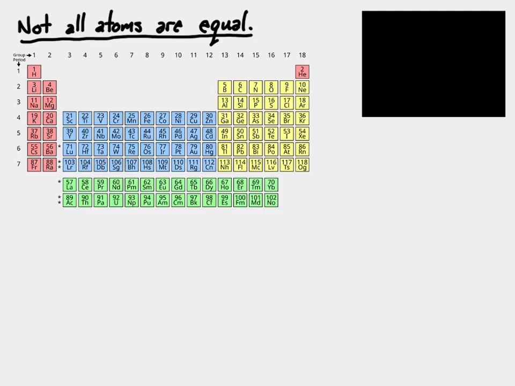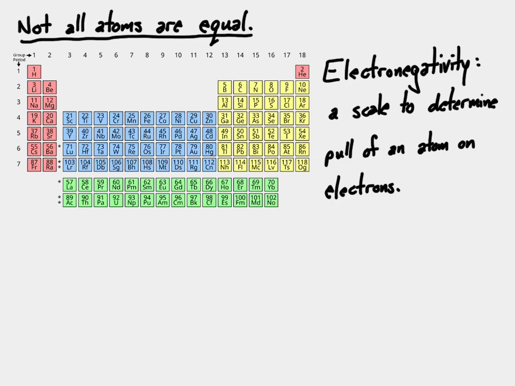So one thing that's really important to recognize in organic chemistry is that not all atoms are created equal. One of the key features that makes them different that we can look at as organic chemists is their electronegativity. Electronegativity is a scale that was developed by two different chemists, really, but we typically follow the Pauling scale of electronegativity. It's a scale that was used to determine how much of a pull a nucleus would have on electrons.